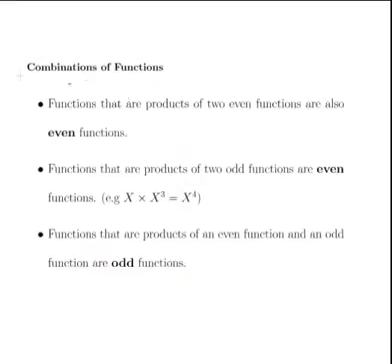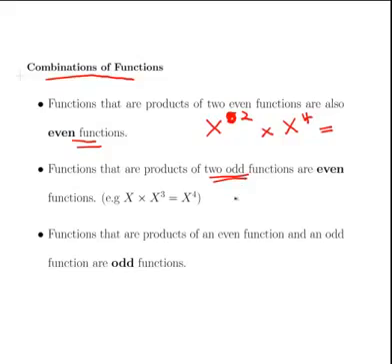You can have combinations of functions. This is quite important to remember. You can try it out with some trial solutions if you want as well. But a couple of rules of thumb: functions that are products of two even functions are also even. For example, x to the power of 2 times x to the power of 4. Well, that would be x to the power of 6, which is an even function. Functions that are products of two odd functions are also even.